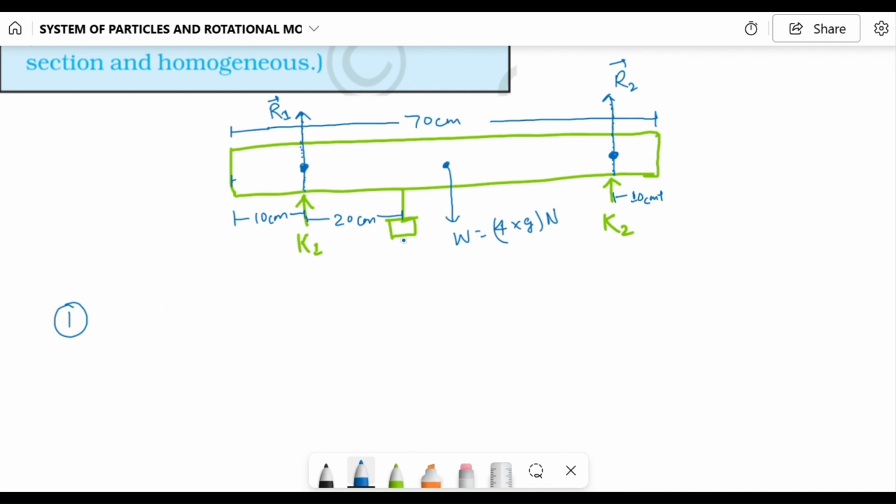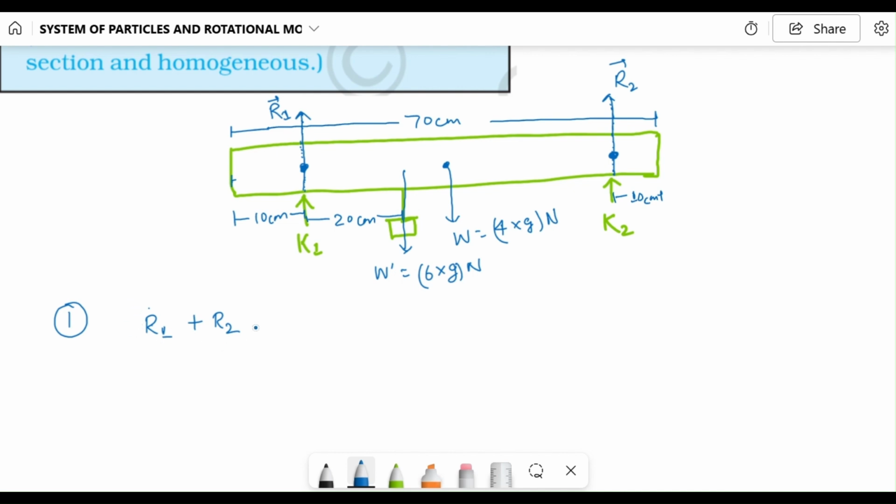So what are the total forces acting? Here there is another force acting, and this is due to this 6 kg body. So let's say this is W prime weight, and this weight will be 6 times g Newton. Okay. Now we can write what are the total forces acting on this bar. So R1 plus R2, this is upward direction. This is also acting along upward direction. So these are along the same direction.